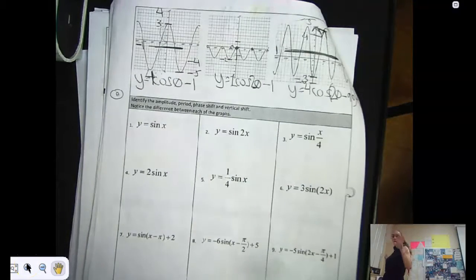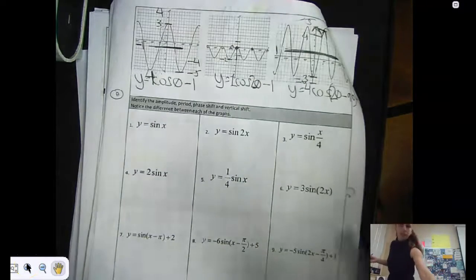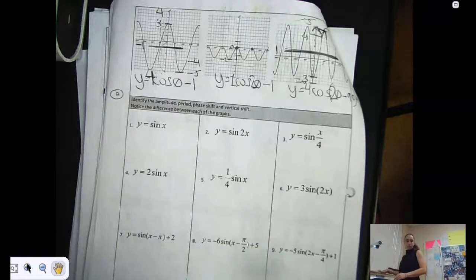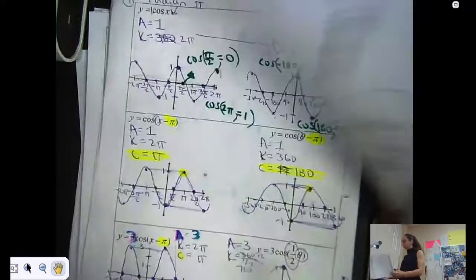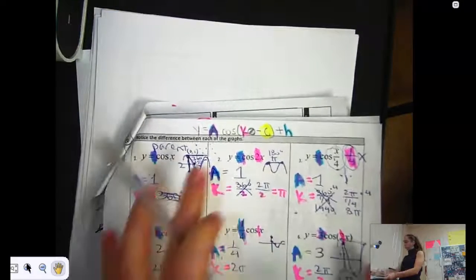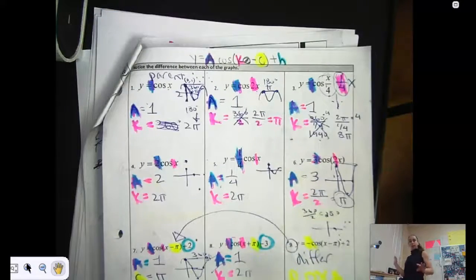Now we've done everything cosine. Now we're going to do everything sine. Okay? So, what's the difference? There is no difference. Look at this. Sine 2x, sine x over 4. Let's look. Cosine 2x, cosine x over 4. I literally cut and pasted. All I did was change it from sine or cosine to sine.